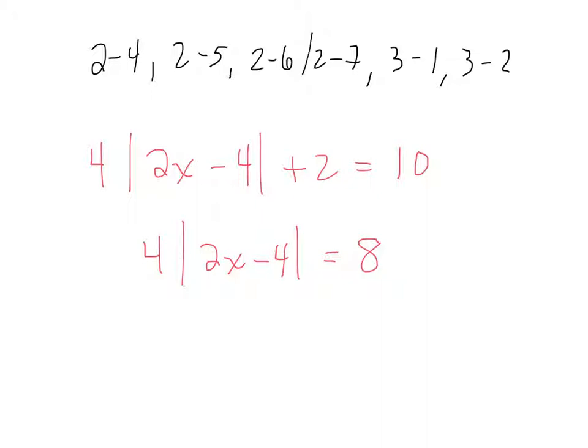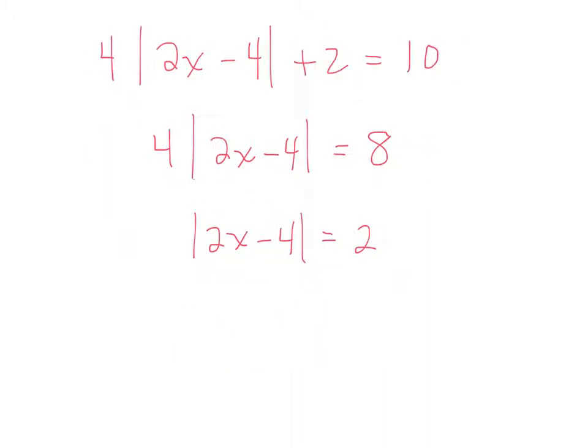Divide by 4. Good. Giving me the absolute value of 2x minus 4 equals 2. Good. All right, I gave Will enough of a headache there. How do I go from here? What do I do next? Paul, help me out with this part.